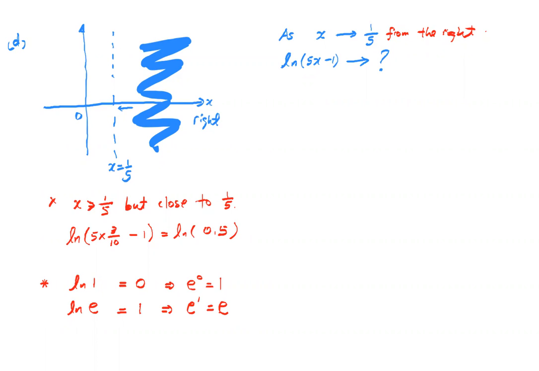So I know the true fact: ln of a positive number less than 1, the value is negative. The closer it is to 0, the more negative it will be. Got it? So these are the few true facts that you and me must remember if you don't have a calculator.